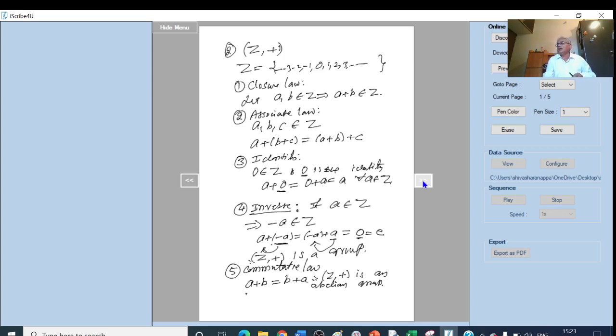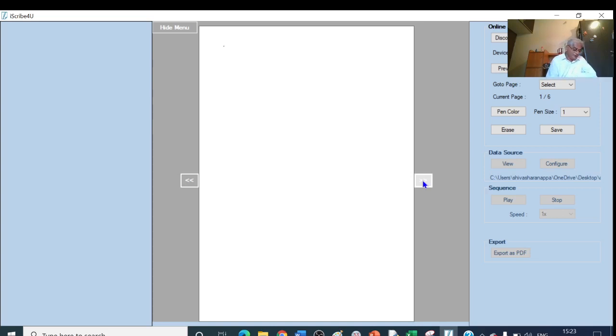Next I will go to another example. Third example, Q comma plus. What is Q here? Q is the set consisting of the elements of this form P by Q, where P and Q belong to Z and Q is not equal to 0. That is the set of the form P by Q where P and Q are integers and the denominator is not equal to 0. Then we say that this is the set of rational numbers. We have to verify whether this is a group or not.